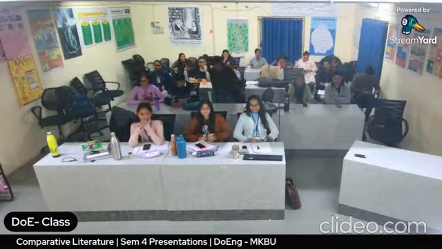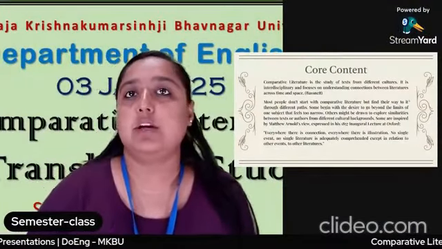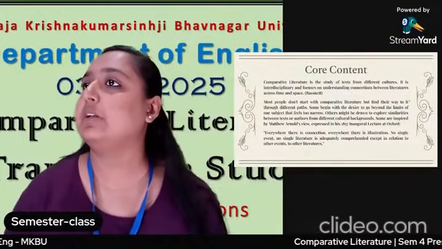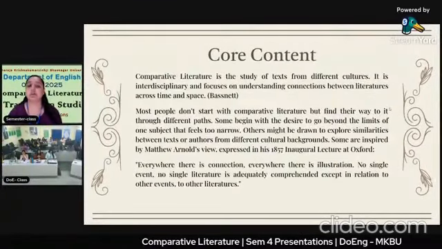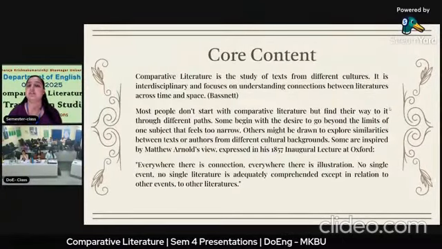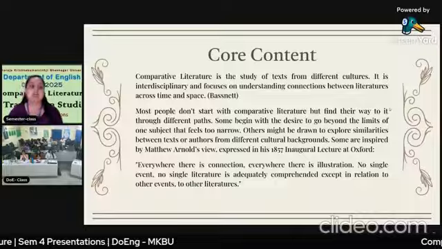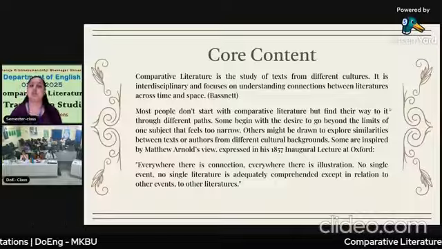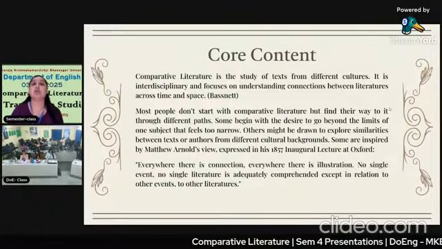Hello everyone. I will deal with the core content of the article. As we know, let us see how comparative literature works. Basically, according to Bassnett, comparative literature is the study of texts from different cultures and different views. It is an interdisciplinary focus and an understanding of the connections between literatures across time and space.